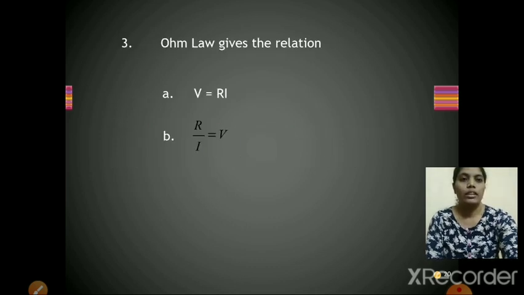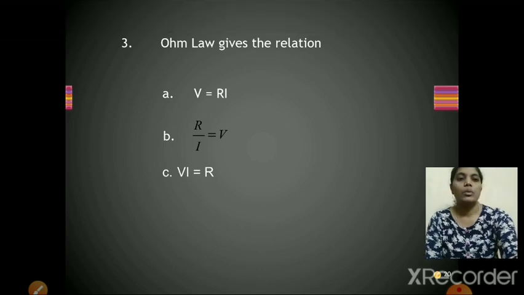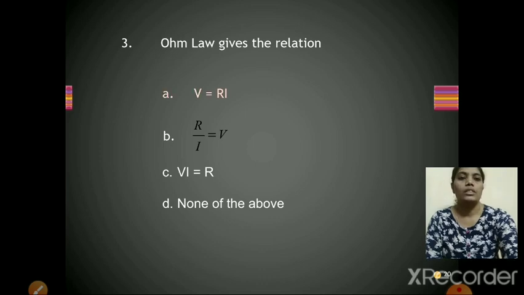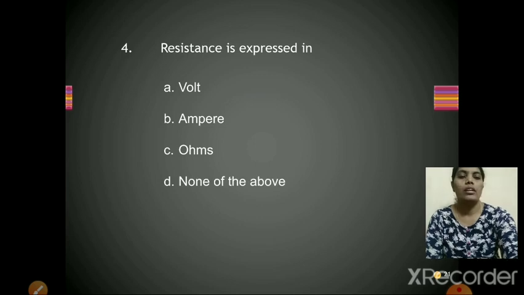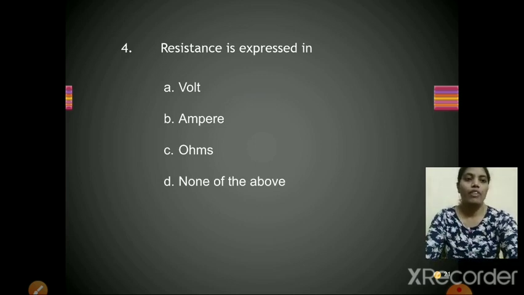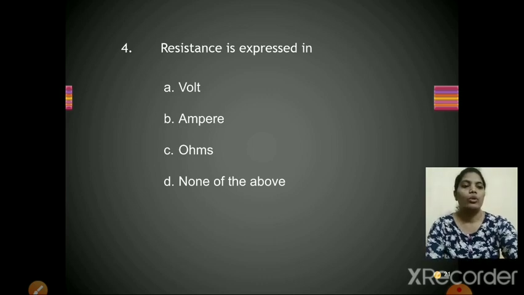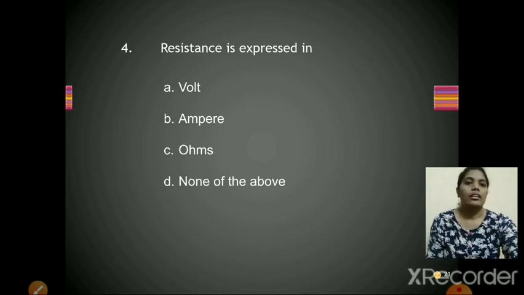Now Ohm's law gives the relation V equals RI, R by I equals V, VI equals R, or none of the above. That is V equals R into I. Now resistance is expressed in volt, ampere, ohm, or none of the above. As this resistance is defined after learning about Ohm's law, the resistance is expressed in terms of ohm.